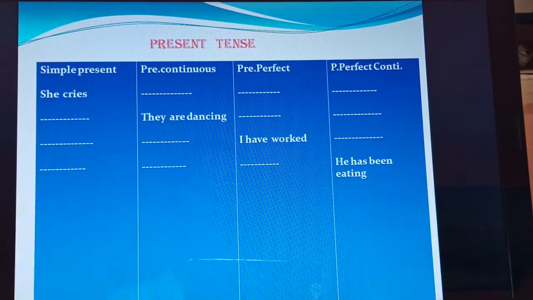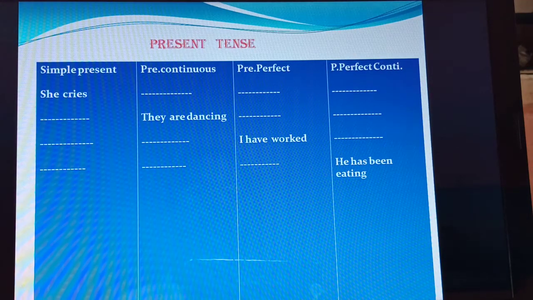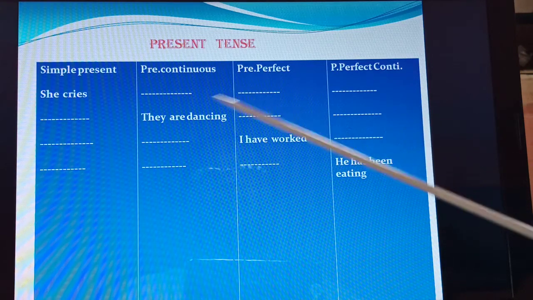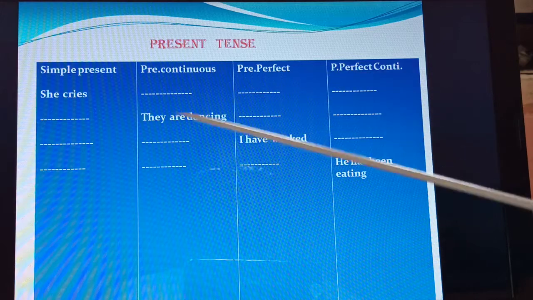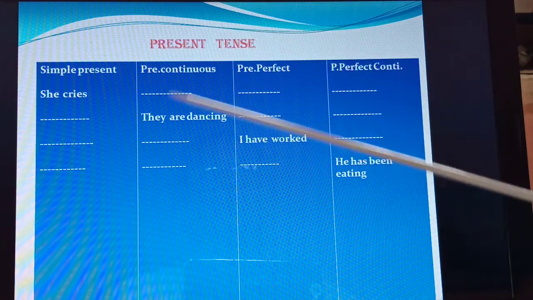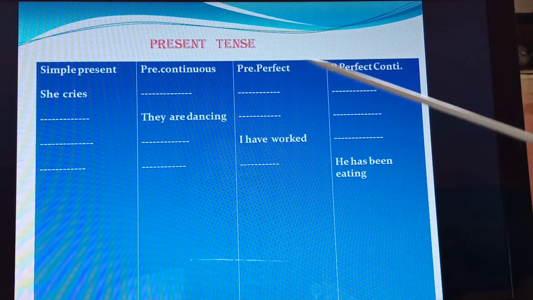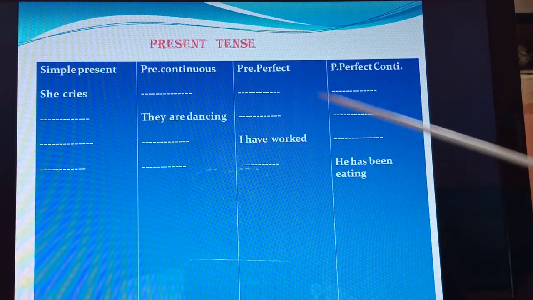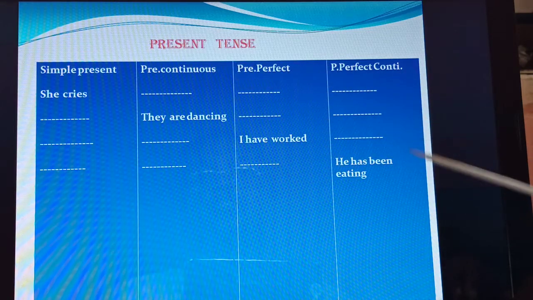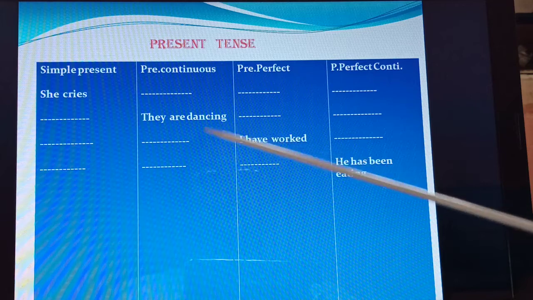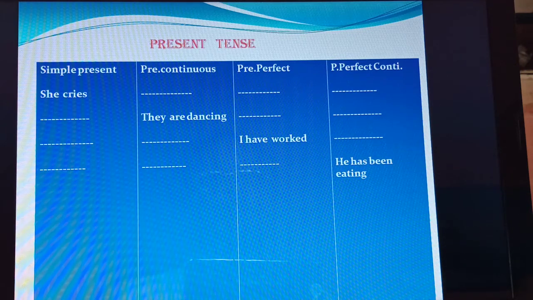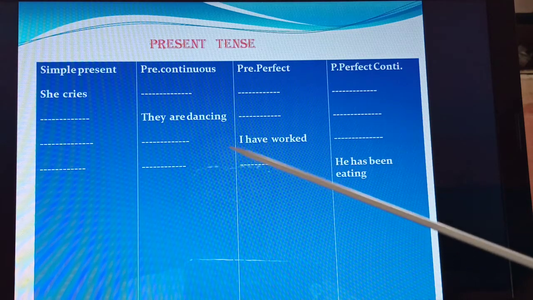And next is your homework page. Okay, you will have to either you make these 4 columns or you write in your notebook as you want, but you have to make it in 4. Okay, 4 column better you make. Simple present tense first, then simple present, present continuous, present perfect and present perfect continuous. I have given you in each column one example. You will have to fill it another 3 columns.